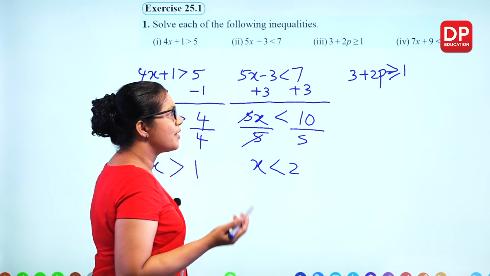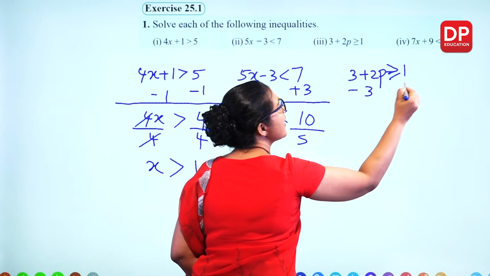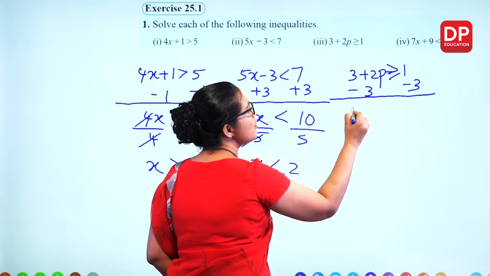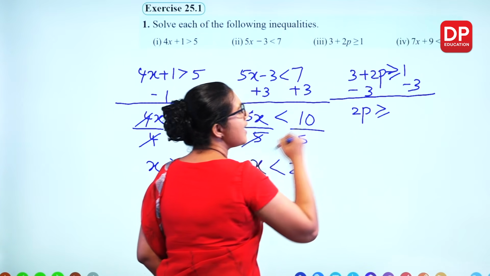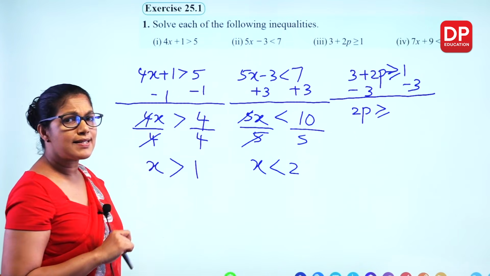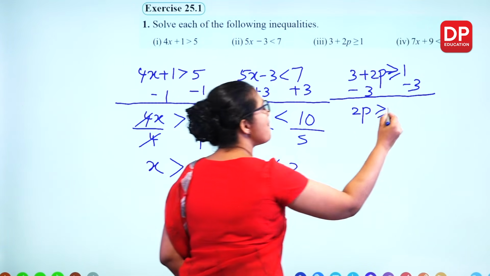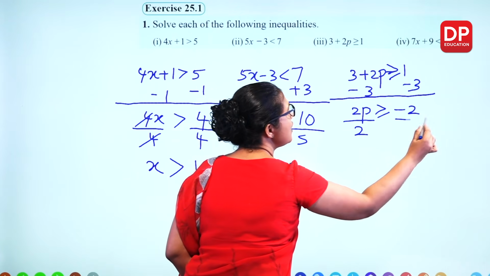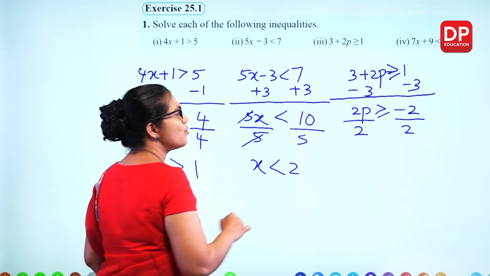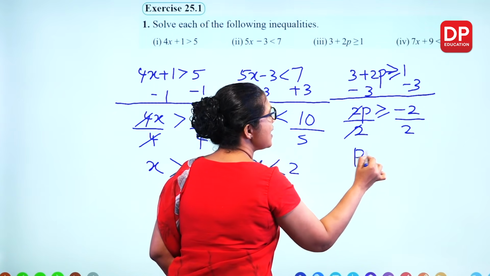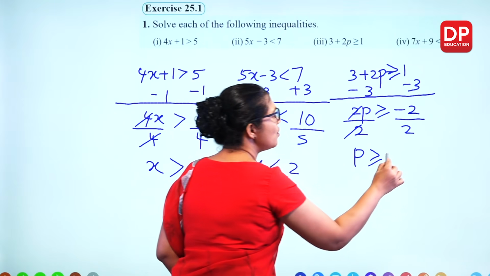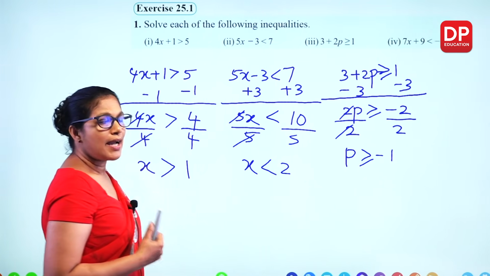So here 3 is extra. Try to get rid of that by subtracting 3 from both sides. You get 2p greater than or equal to 1 minus 3. What is 1 minus 3? Minus 2. Now to get p, you need to divide both sides by 2. You get p is greater than or equal to minus 2 divided by 2. You get minus 1.